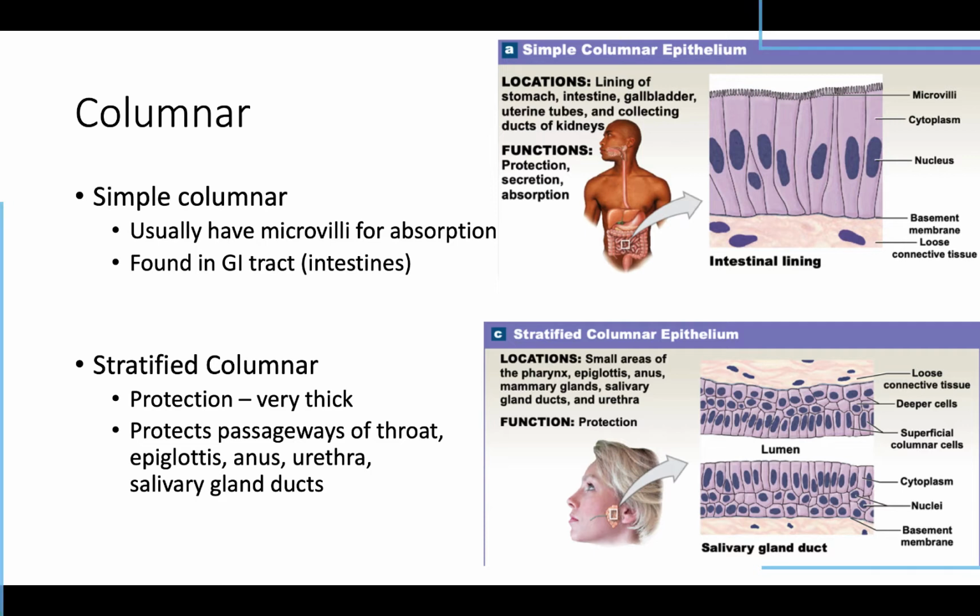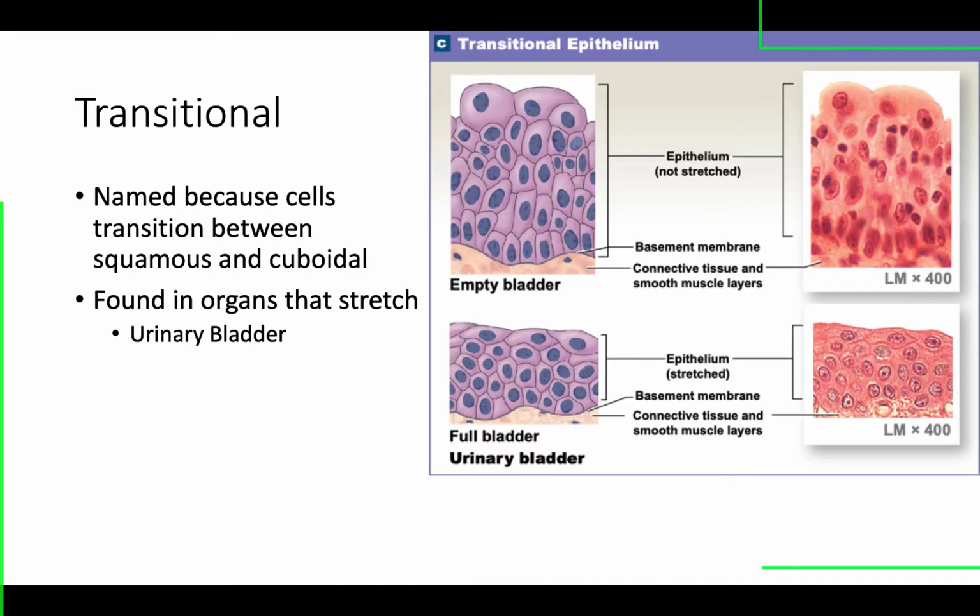Now, when we look at them, again, you look at the layers that are close to the basement membrane, and you say, they look like cubes. That's got to be cuboidal. No, again, we want to look at the cells that are closest to the surface. So here's the lumen of this salivary duct. Okay, there's the lumen. These are the cells that are close to that surface. Those look like columnar. So we say that is stratified columnar, right? You'll see these two on the lab exam.